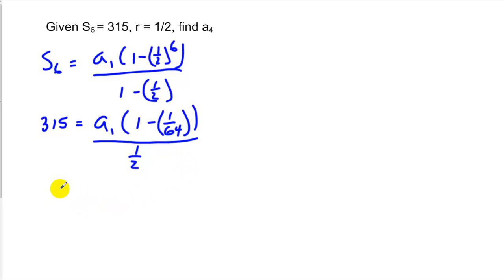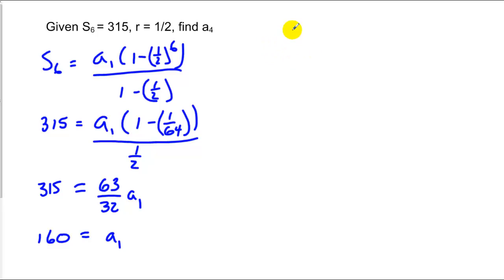So in this case, I'll take and plug all this into a calculator and see what I come up with. And I end up with 63 over 32 times the first term is equal to 315. Multiply by 32 over 63 and get my first term. And I end up with 160.